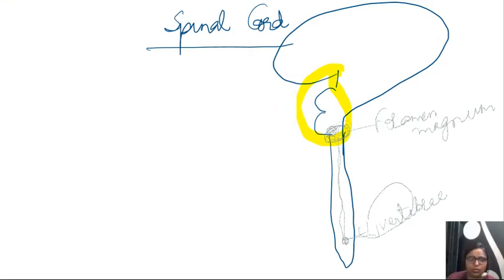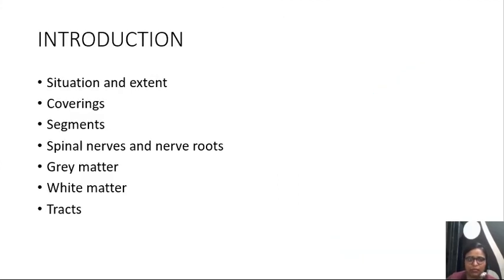We have the vertebrae down also, where the spinal cord terminates at the L1 only, right? Then what is left behind in the descending part, we will discuss in the later part. Fine. We will talk about the spinal cord situation, that is, where it is situated. We have already discussed its extent, coverings, segments, spinal nerves and roots, gray matter and white matter. These are the very basic things.